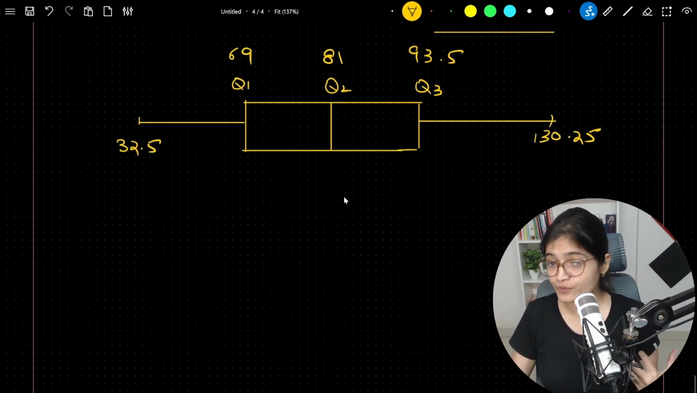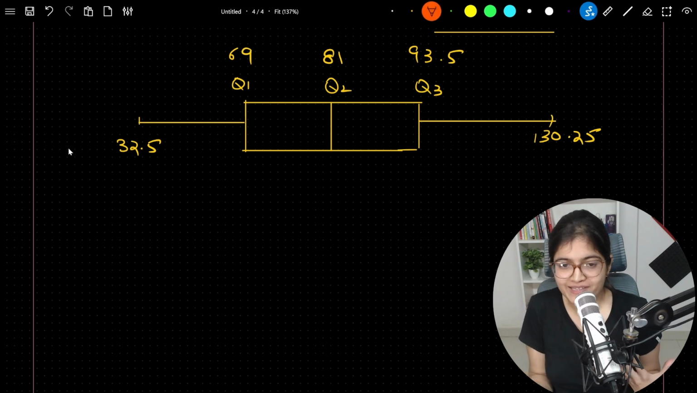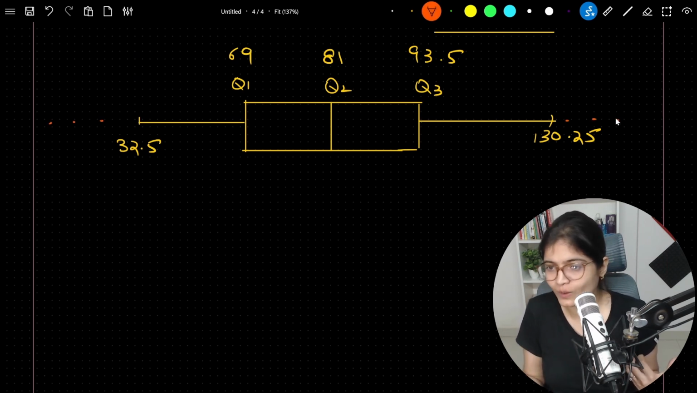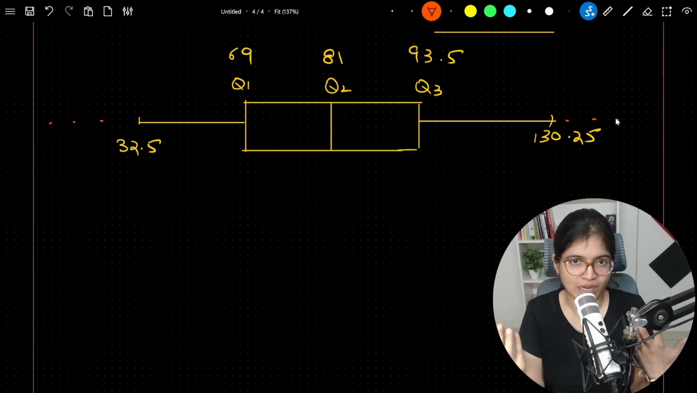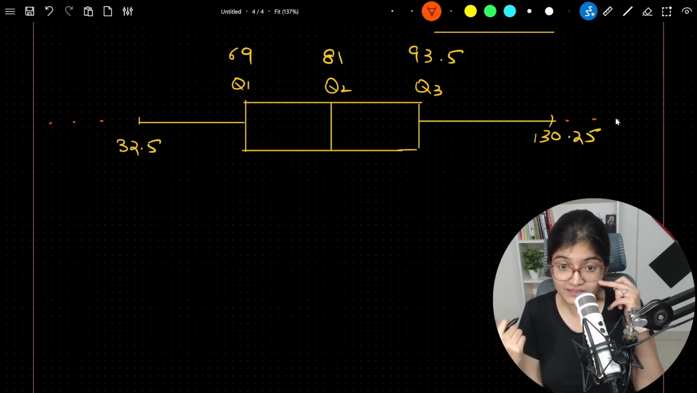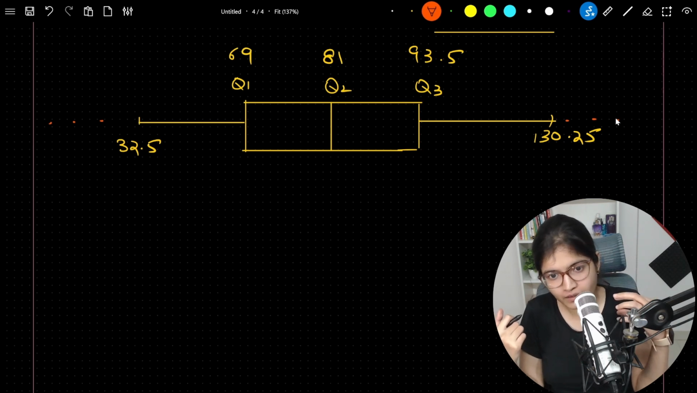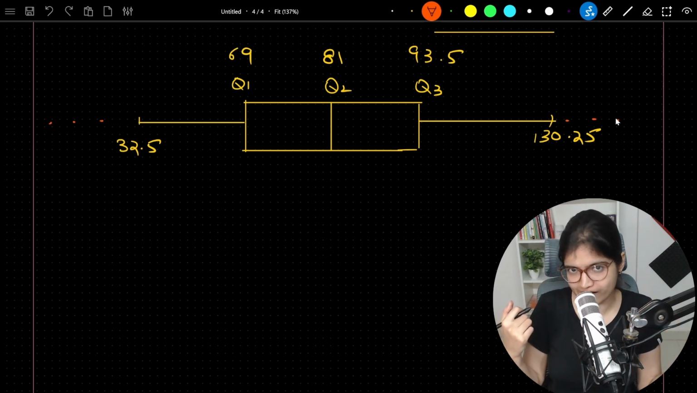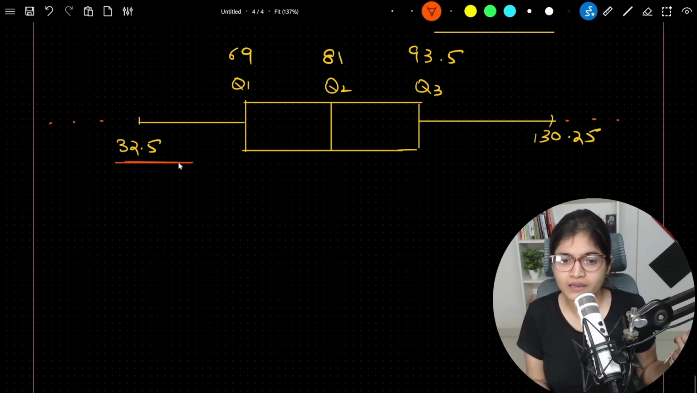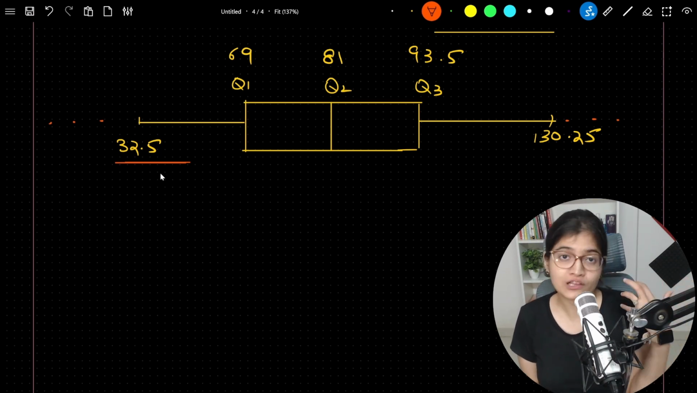Now, this box plot says that any value which lies below 32.5 or above 130.25 is a part of an outlier. That is why I told you in the starting of the session itself that any number as an outlier can be a lower value as well. So any value which falls below 32.5 is also an outlier.